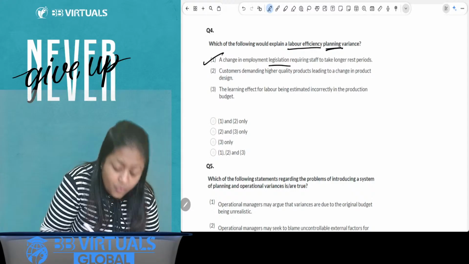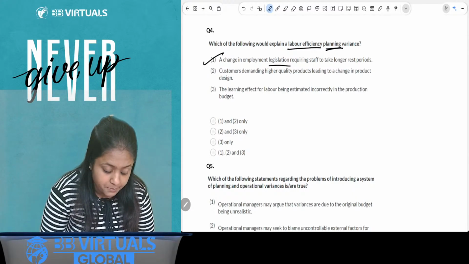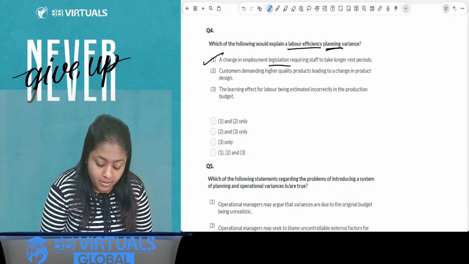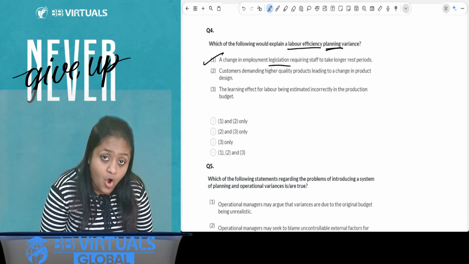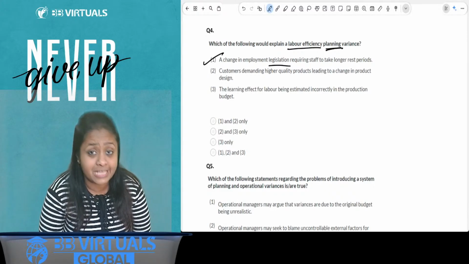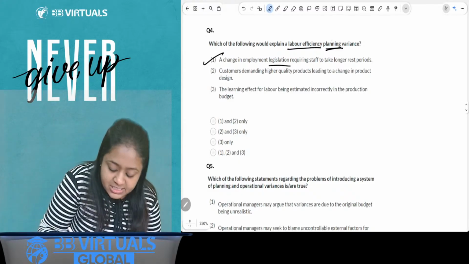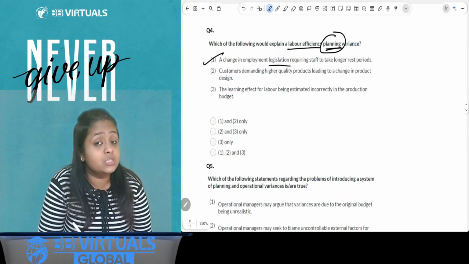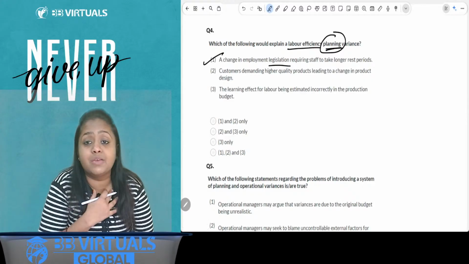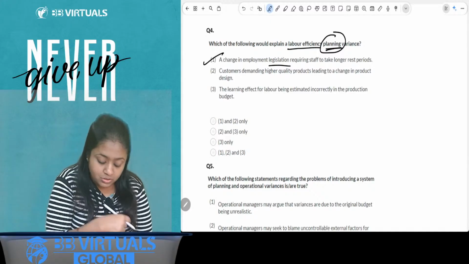This can be a reason when there's an adverse variance. A change in employment law may require staff to work longer hours. So if there's a negative variance, this is the reason. And since it is a planning variance, you can see it is beyond the control of managers, as it is given in the law. So managers cannot change it. Correct? Okay, let's go to the next one.